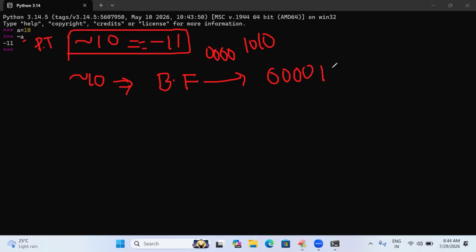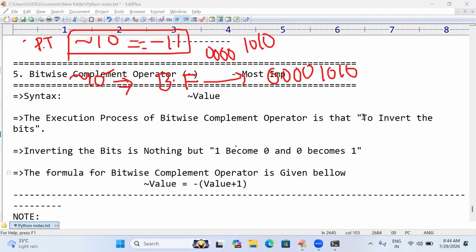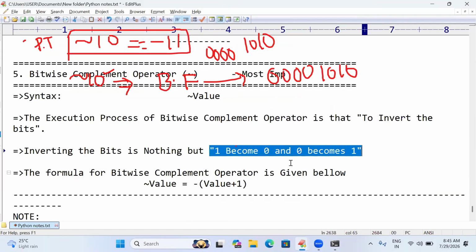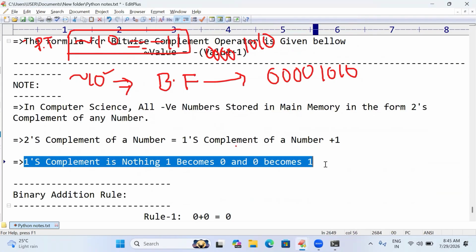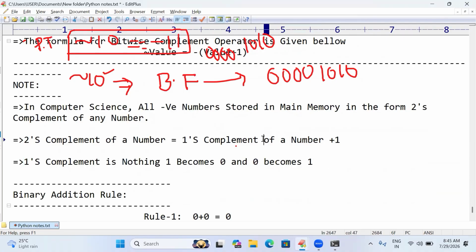0, 0, 0, 0 and 1010. This is the binary equivalent of 10. The execution process is to invert the bits. Inverting the bits in the sense converting ones to zeros and zeros to ones, right? This is also known as ones complement, right? So see here, ones complement is nothing but 1 becomes 0 and 0 becomes 1.